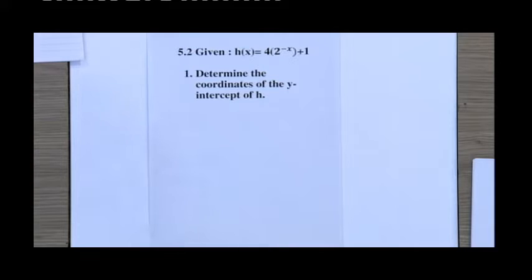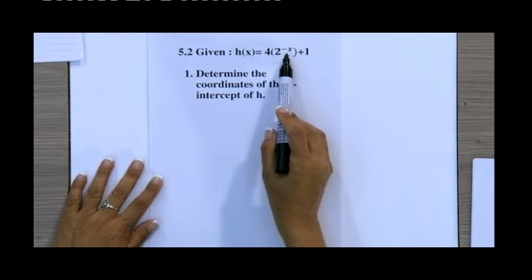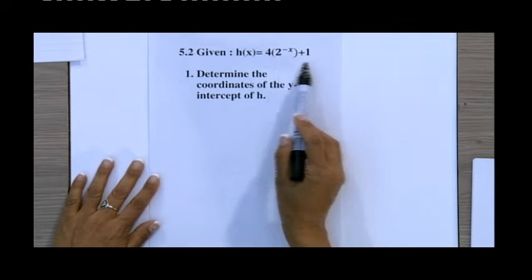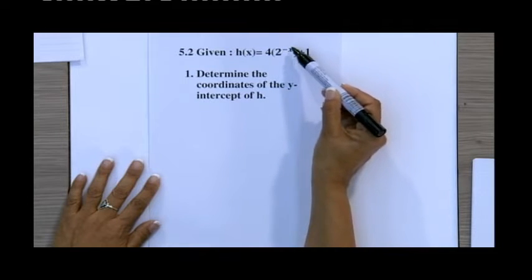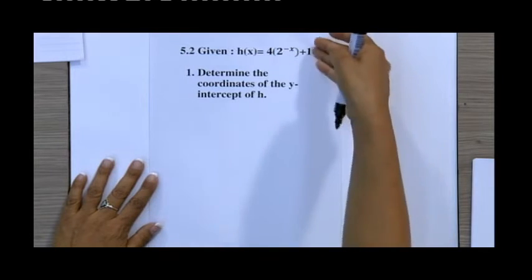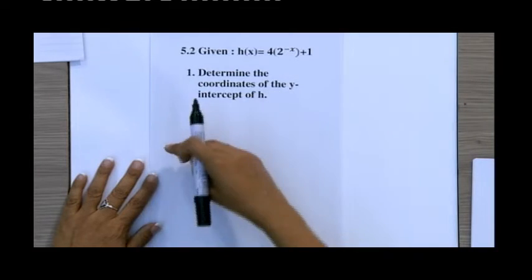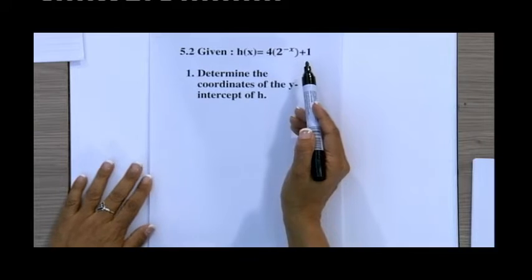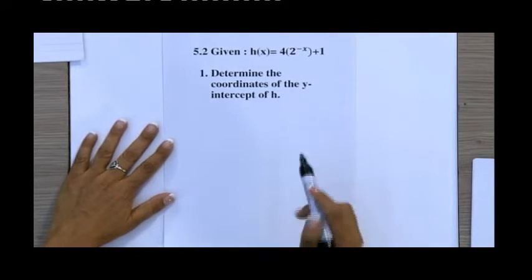Okay, so it says that h of x is 4 multiplied by 2 to the power of negative x plus 1. How do I know that this is an exponential graph? Because it's to the power of x. Your x is a negative x, so this is going to be a decreasing exponential graph. If it was a positive x, it's an increasing exponential graph. But in one of these questions, they ask me to sketch it, and then I will explain decreasing and increasing to you.